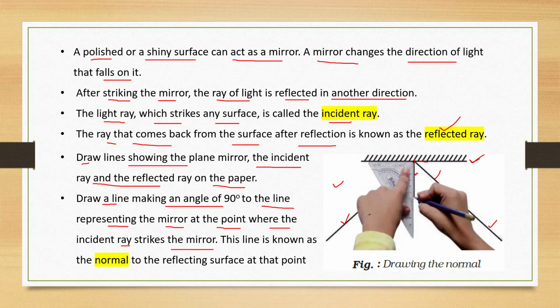Okay, this line is 90 degrees to this one, and this line is known as the normal to the reflecting surface at that point.